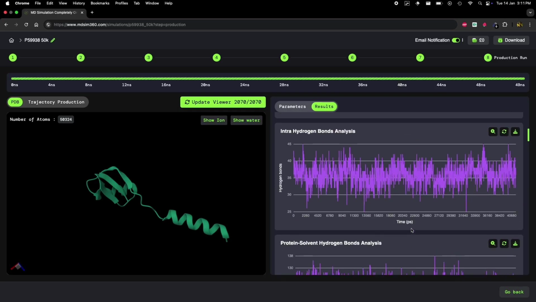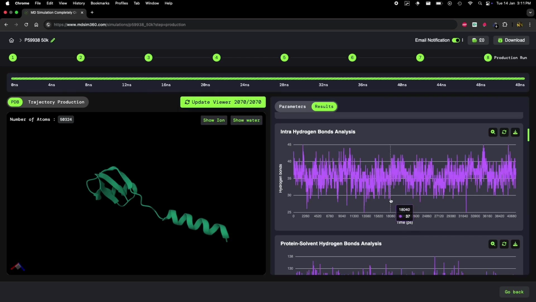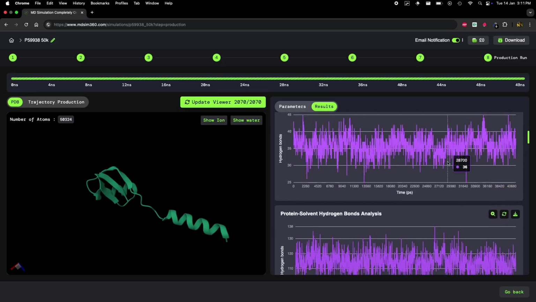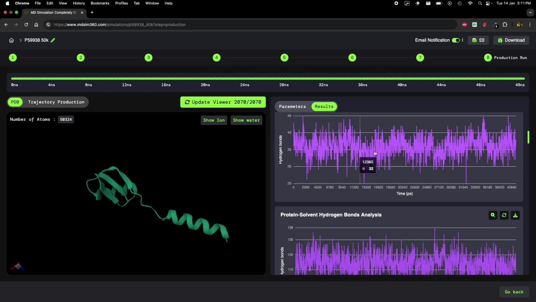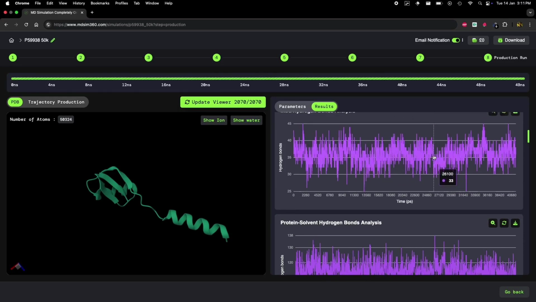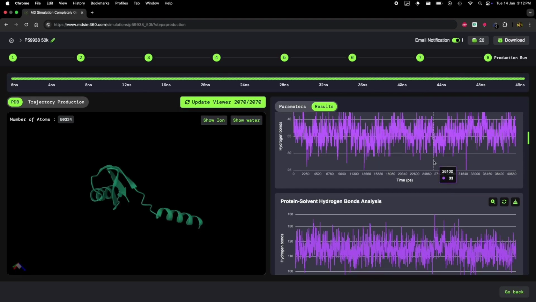Next, let's look at the hydrogen bond analysis. After 20,000 picoseconds, we don't see any major changes, just some localized patterns here and there. What we do notice is that when intra-protein hydrogen bonds decrease, the protein forms hydrogen bonds with neighboring solvent molecules. As we discussed in earlier videos, intra-hydrogen bonds provide stability within the protein, while protein-solvent hydrogen bonds are formed with surrounding solvent atoms. Between 26,000 and 28,000 picoseconds, we see a clear drop in intra-hydrogen bonds.